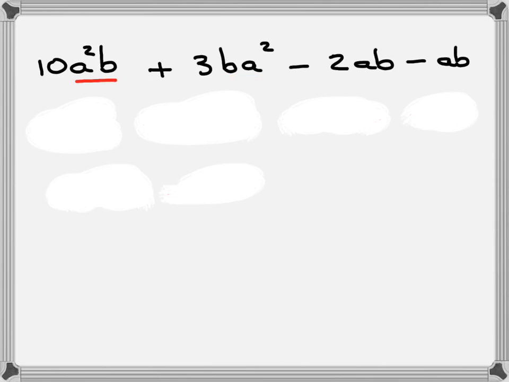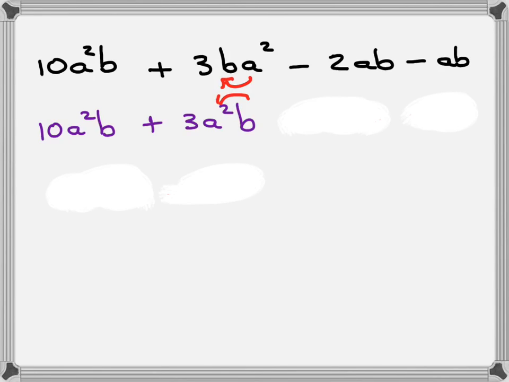It's just a trick to the eye. You have to read it to yourself nicely to see that actually this term and this term are the same. Okay. And we can see these two, it's obvious, are the same. So our like terms here we'll write in different colors again. Our a squared b terms we'll write down here in purple. So we have 10a squared b plus 3a squared b. We simply just switch them around down here.